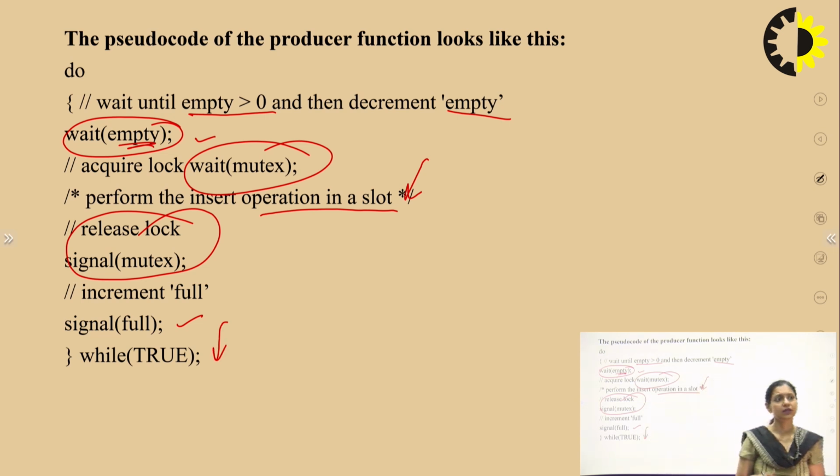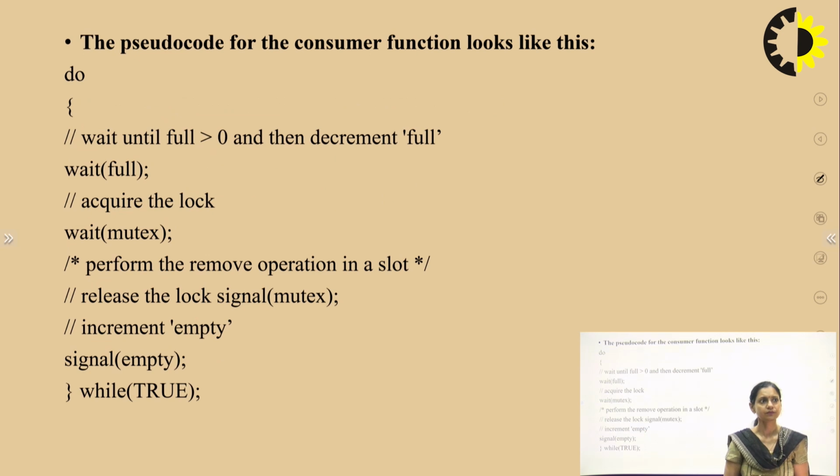Now the work of the producer was to add one item into an empty slot. So it will decrease the value of empty, because now one element in full has been added and an empty slot has been subtracted.